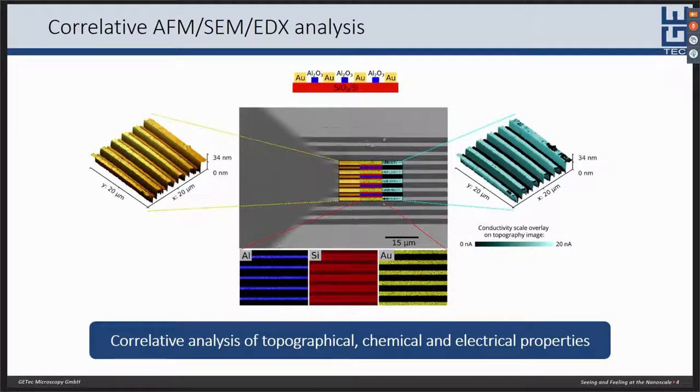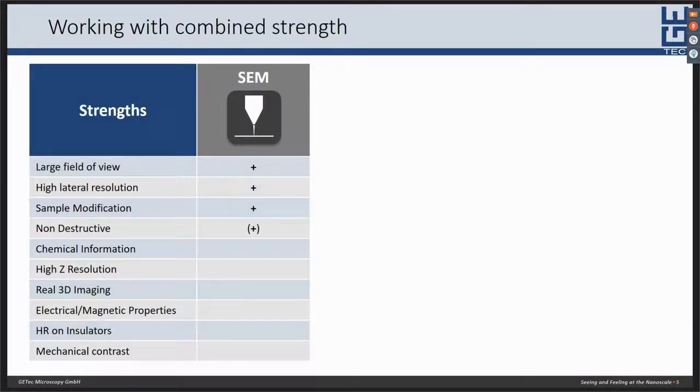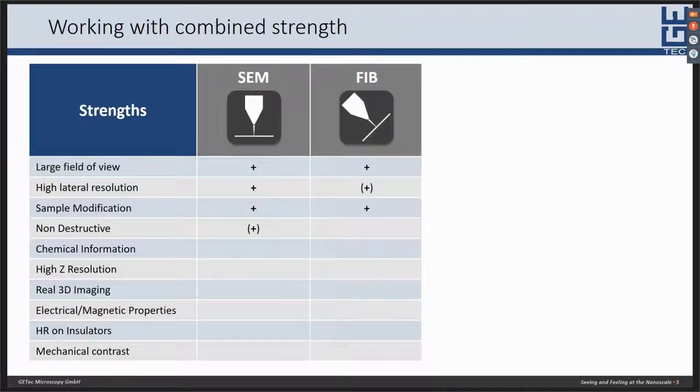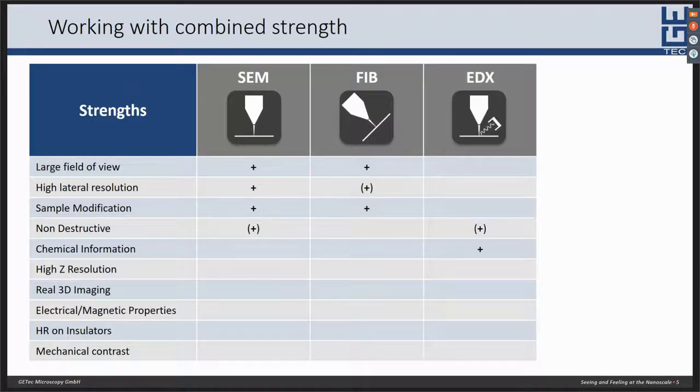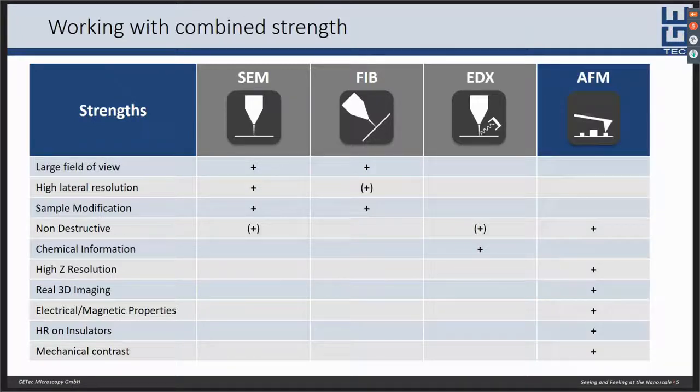So why do you want to combine these different analytical techniques? Well, each of these techniques has different strengths. If you look at the SEM, you have a beautiful large field of view that you can work with. You have high lateral resolution, and in most cases, the electron beam is non-destructive to your sample. If you now add a FIB, you can, in addition, modify your sample by performing, for instance, ion milling. And if you add an EDX, as you've seen before, you will also get chemical information of your sample structure. These three different techniques are already combined in state-of-the-art dual beam systems and are commercially available.